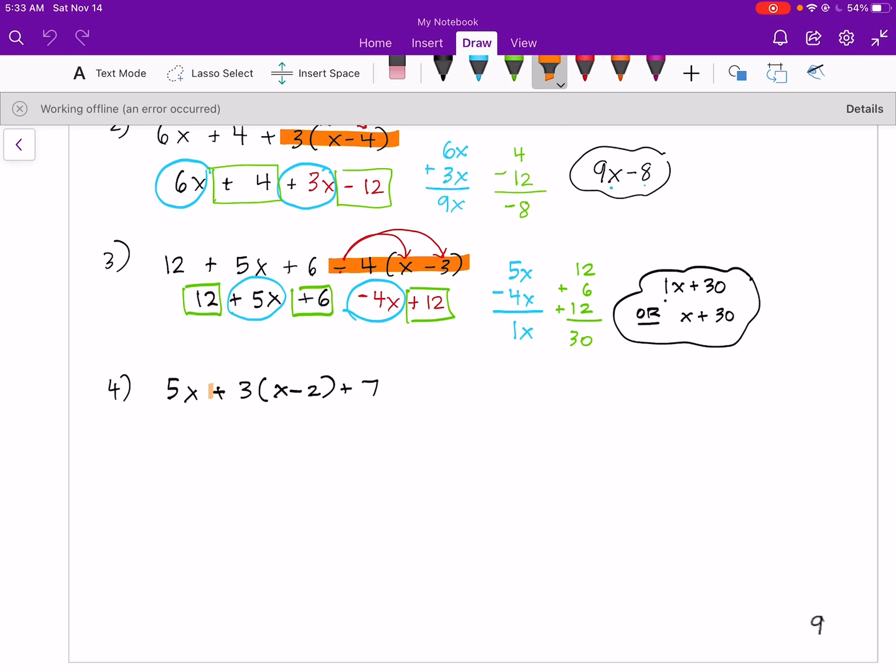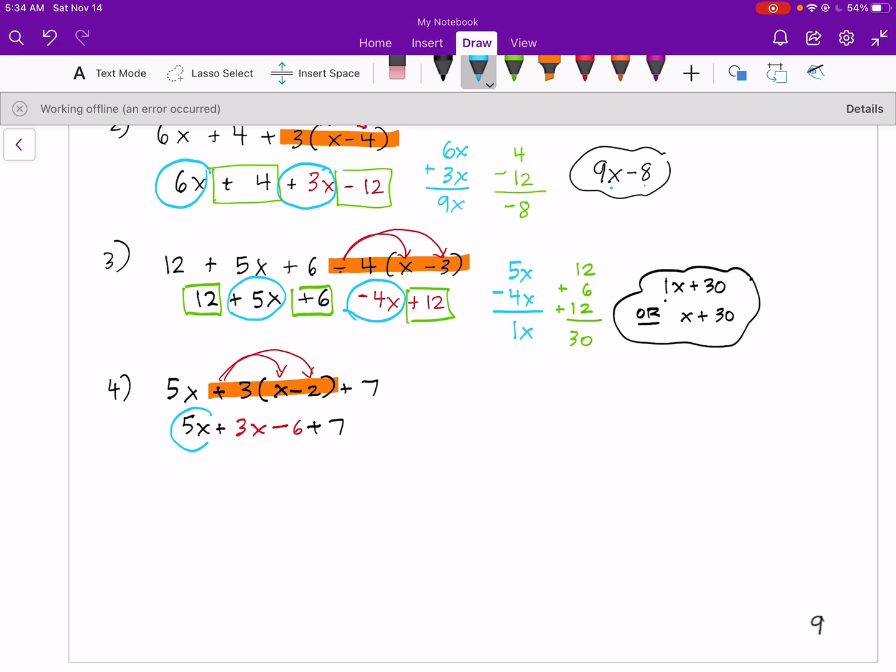So again, here's my distributive property, attaching the sign of the 3. So it's going to be 3 times x and 3 times negative 2. So that'd be 3x minus 6. Bring down the other 2, 5x plus 3x plus 7. And now combine your like terms.